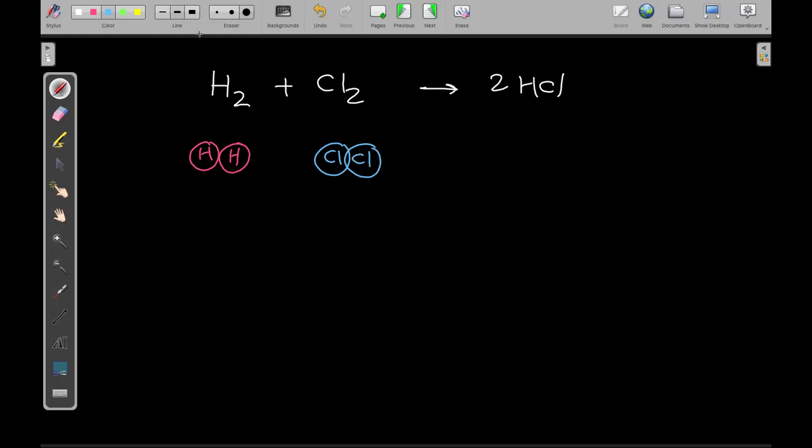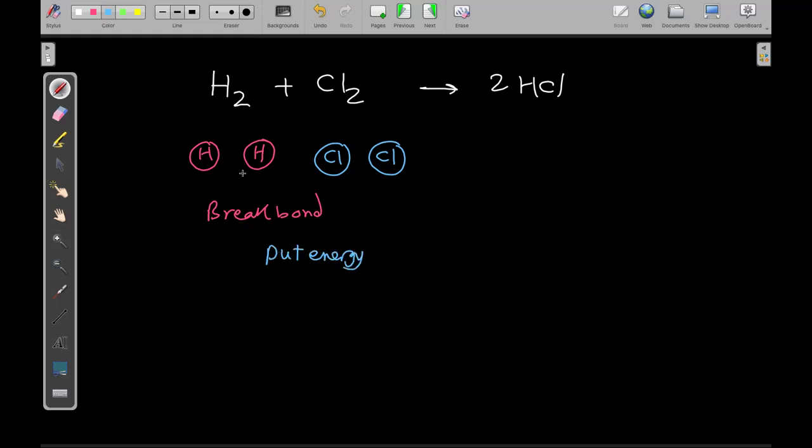If you want to make HCl, the first thing is that you have to separate these two from each other. So H is separated from H, and Cl is separated from Cl. In order to do this, you have to break bonds. Since you want to break bonds, you have to put some energy here. This is the energy that you will use to break bonds.